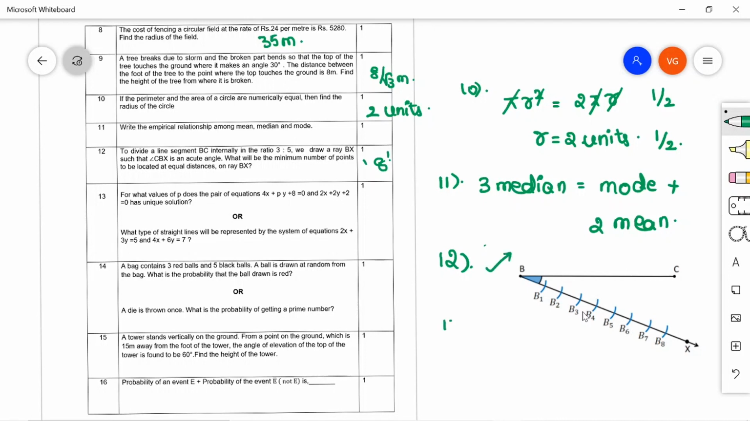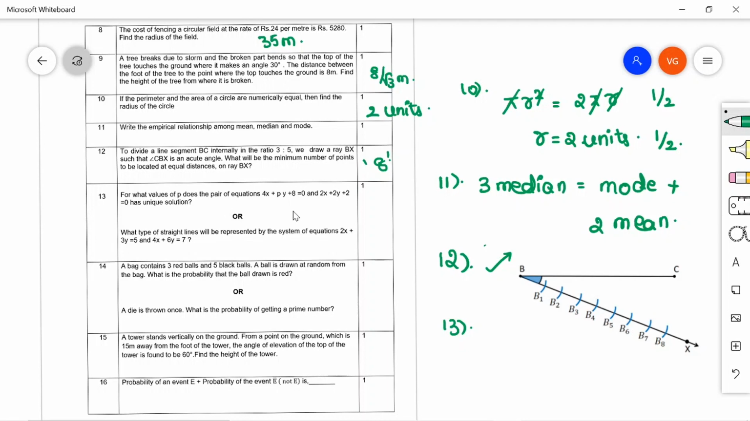Next is question number 13. Again, you have some internal choice. Let us see the first question. For what values of p does the pair of equations 4x plus py plus 8 is equal to 0 and 2x plus 2y plus 2 is equal to 0 have a unique solution?